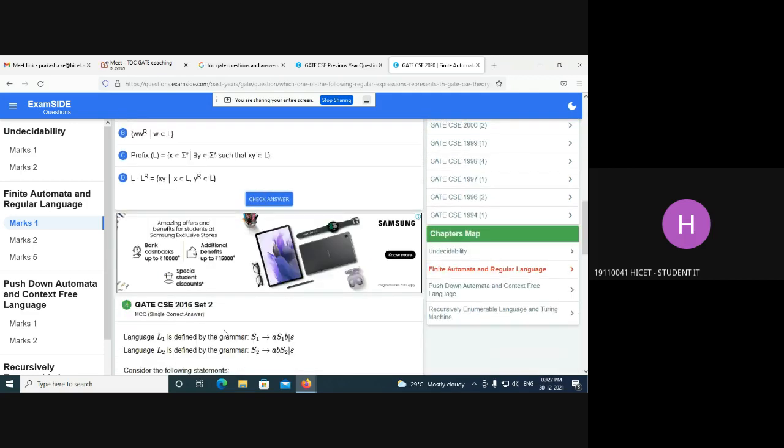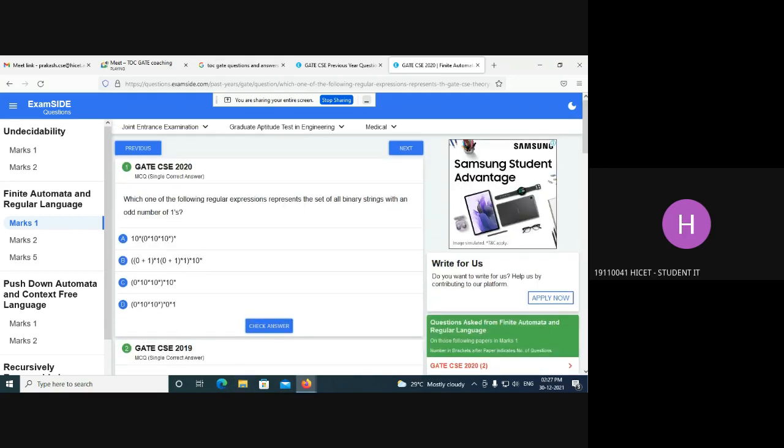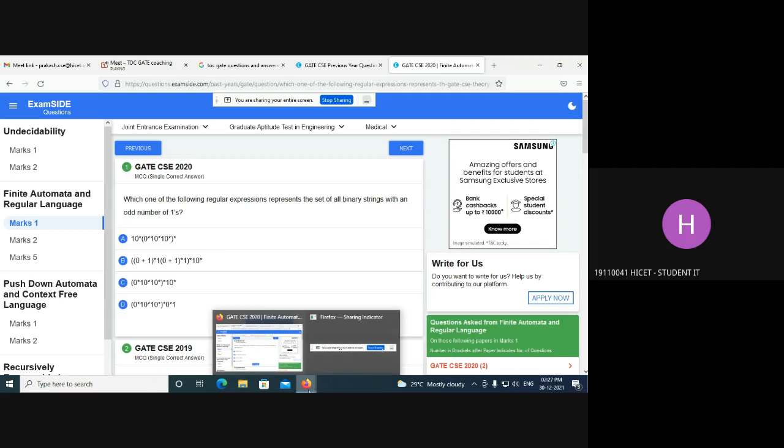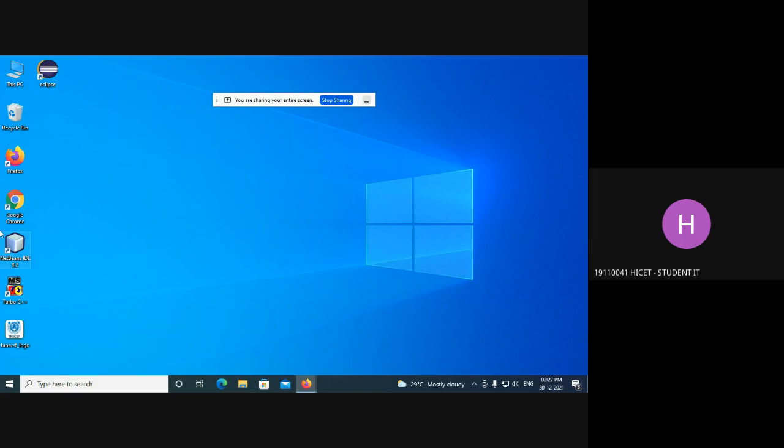L is regular, like that. These are theorems. Language L1 is defined by the grammar. Then the language L2 is defined by the grammar. So what is grammar? Any idea? Sir, don't know, sir. You don't know. Okay.